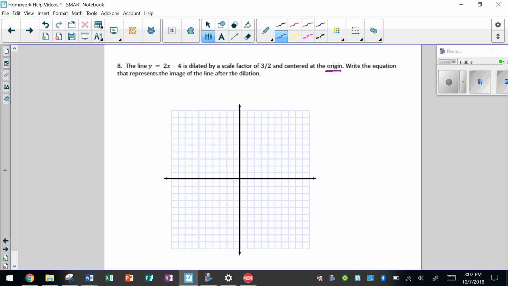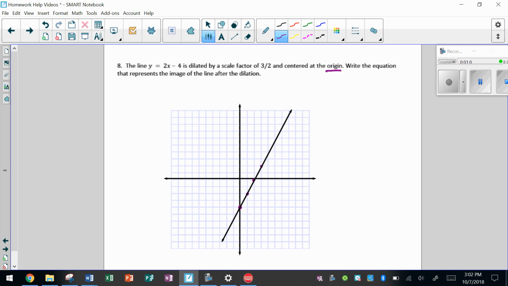So the first thing I'm going to do is start by graphing our line, just so you can see. The y-intercept is at -4 and the slope is 2, so I will rise 2 and run 1 to the right, rise 2, run 1 to the right, and one more time before I get my line tool and connect those points. And there is y equals 2x minus 4.